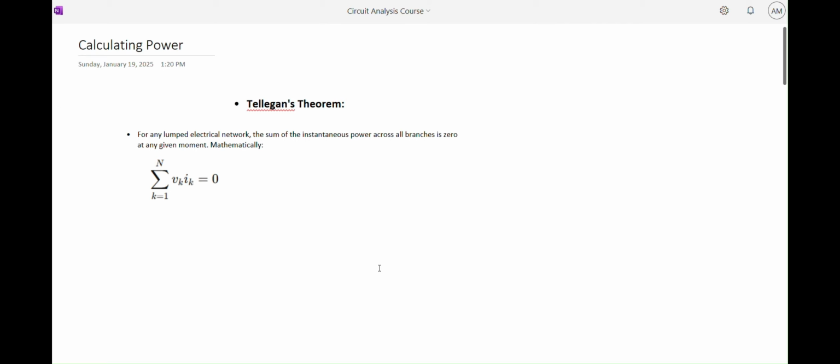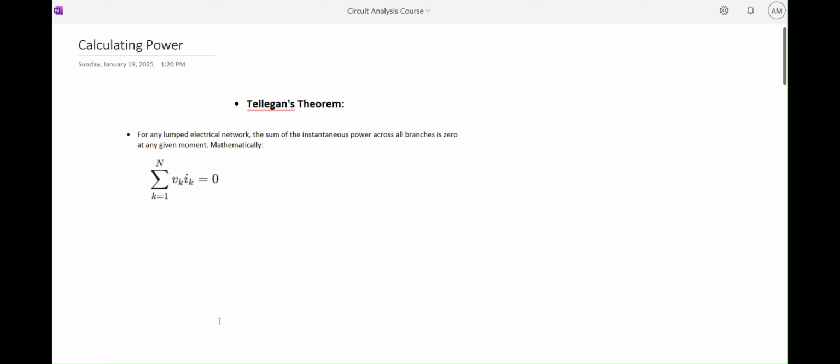What is Tellegen's theorem? Well, Tellegen's theorem is a fundamental principle in electrical circuit theory that applies to any network, regardless of its linearity, time invariance, or other properties. It provides a way to verify the conservation of power in electrical networks. So for any lumped electrical network, we know that the sum of instantaneous power across all branches has to be zero. Why? Again, because of the conservation of energy.